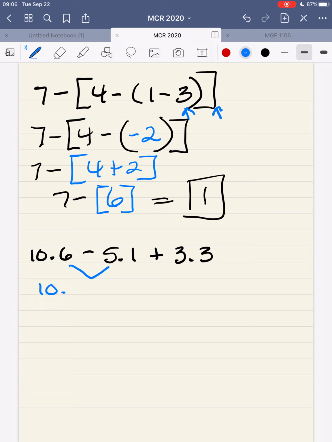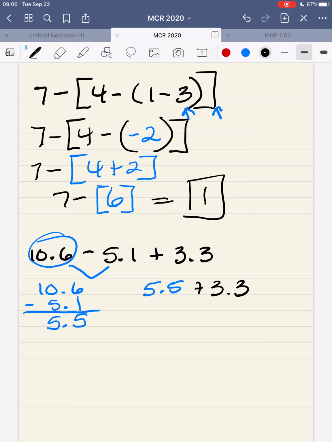So I have 10.6. I'm going to subtract 5.1. Make sure you line up your decimals. My 6 minus 1 is 5. 10 minus 5 is 5. This is my bigger number, so it stays positive. And now my problem is 5.5 plus 3.3.